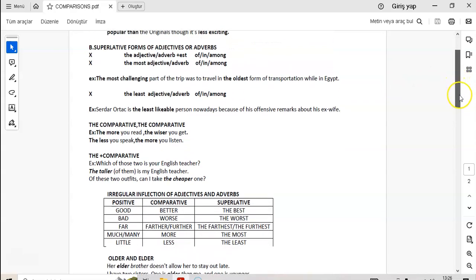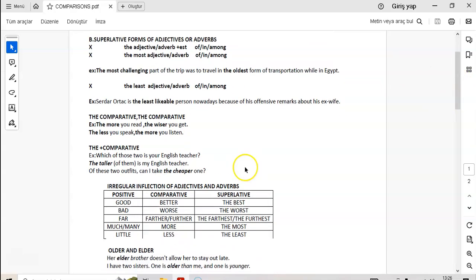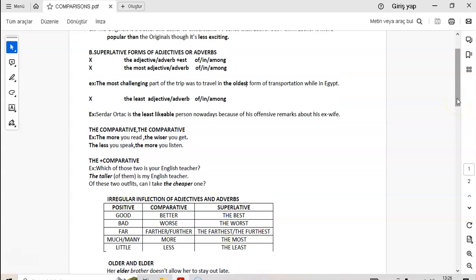Aren't there any extraordinary usages of the plus comparative structure? As I have mentioned earlier, we normally can't use the before the comparative.